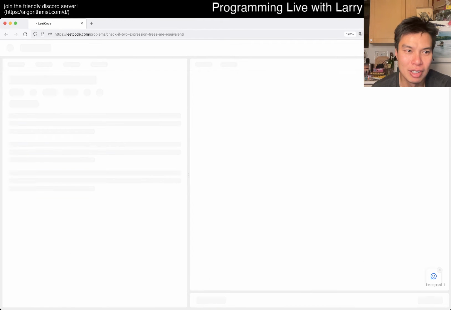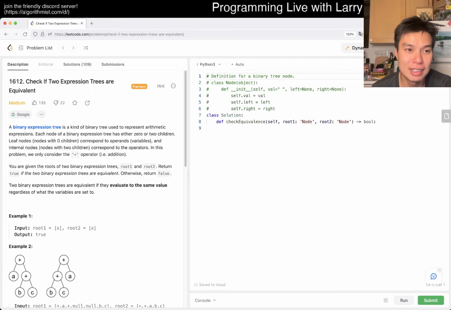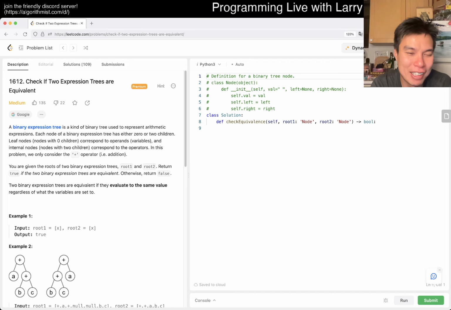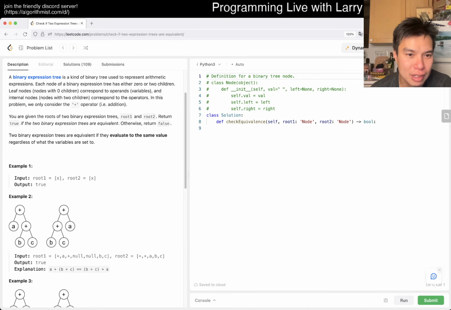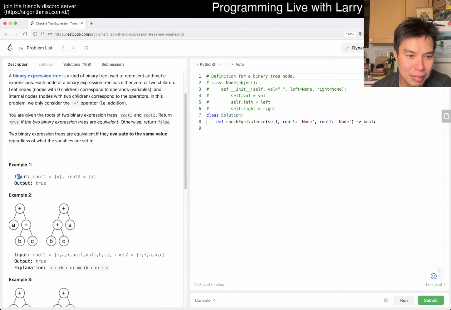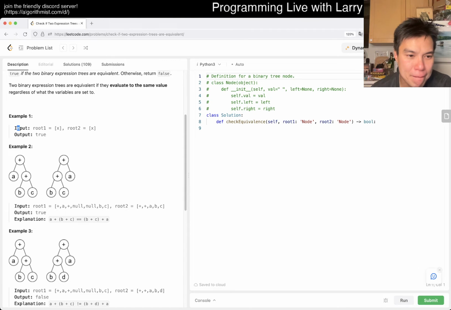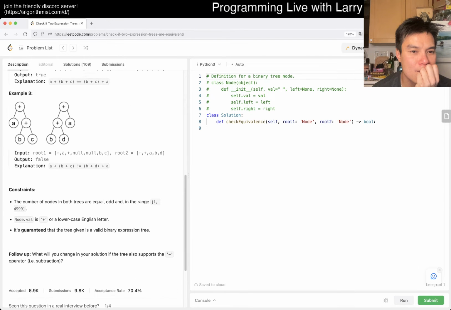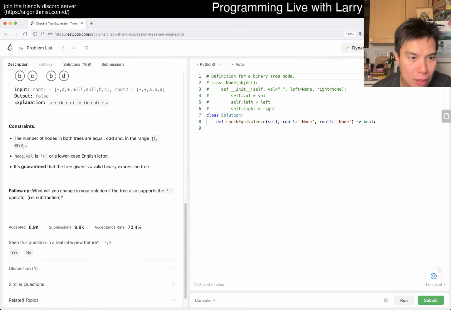Let's go. 1612, Check if two expression trees are equivalent. A binary expression tree is a kind of binary tree representing arithmetic expressions. Each node... Okay. What is Q1? I don't know what Q1 is. Okay, but fine. Oh, it's only addition?